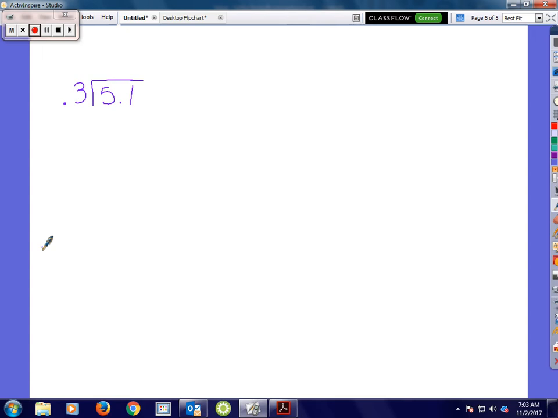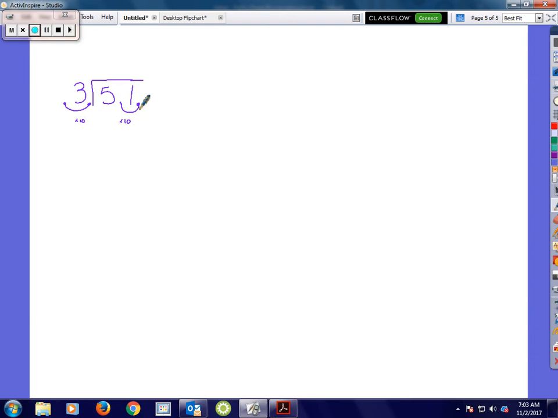So now remember, to make something a whole number, to move the decimal, we need to multiply by 10. So basically, I'm going to multiply this by 10 so I can move it over one decimal place. So now it's a whole number because my decimal's behind the 3. Well, if I do that for the divisor, I need to do it for the dividend. So I'm going to multiply this by 10 and move my decimal over one place. So now my decimal's after the 1.